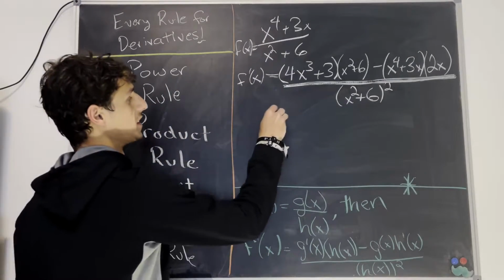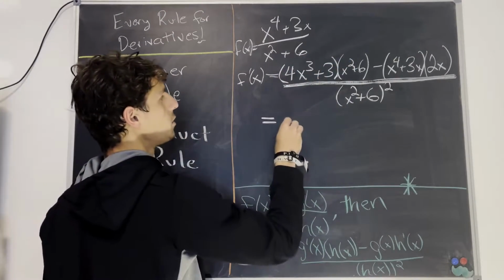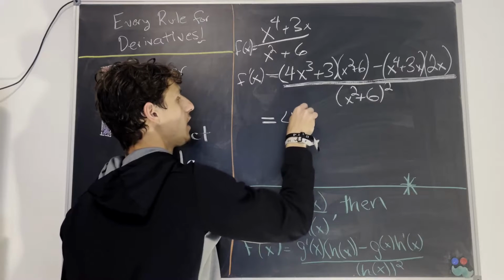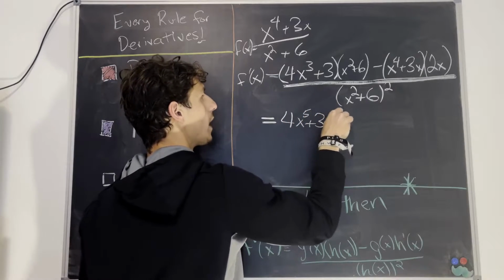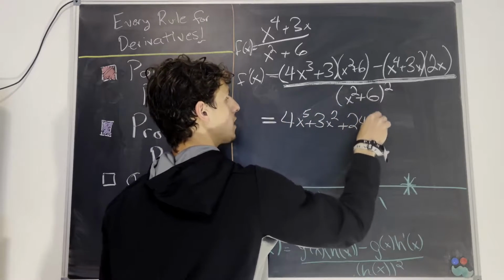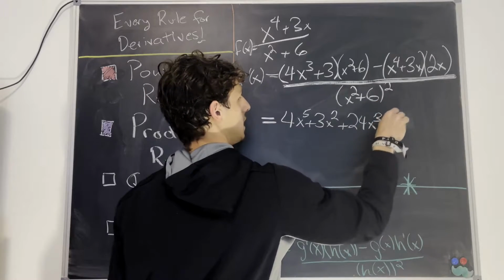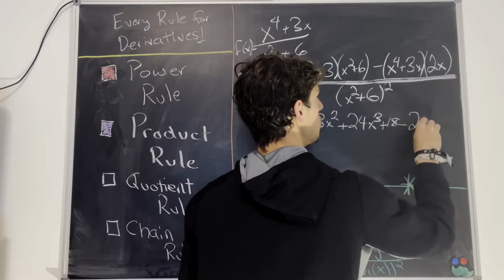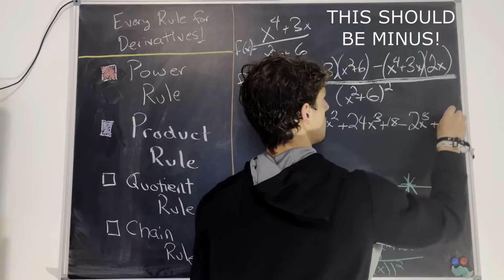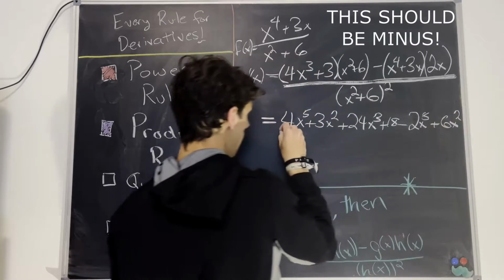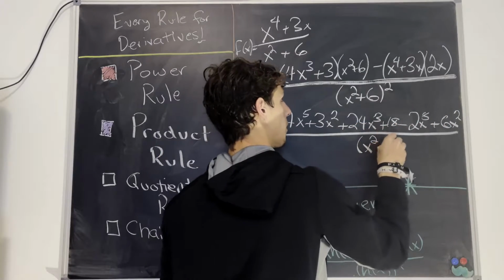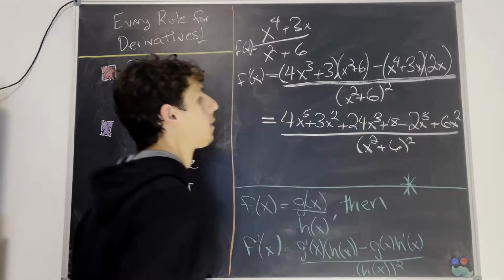But now we can simplify this out a little bit. We can expand out these top two terms. That gives us 4x to the 5th plus 3x squared plus 24x cubed plus 18 minus 2x to the 5th plus 6x squared. And that's all over x squared plus 6, all squared.